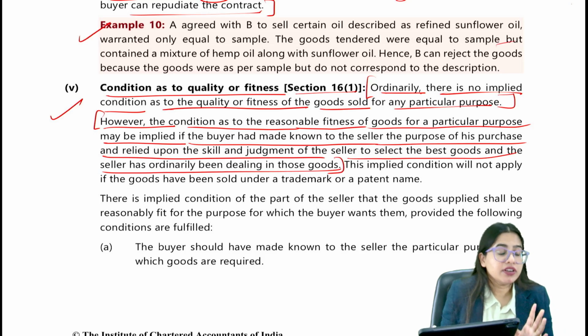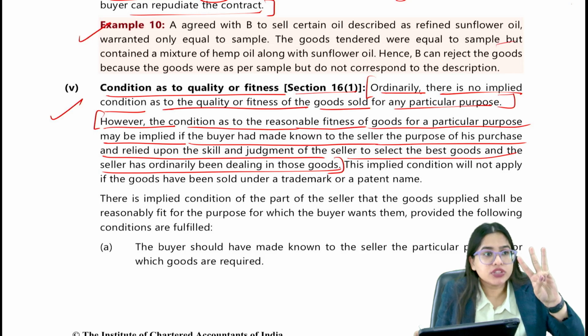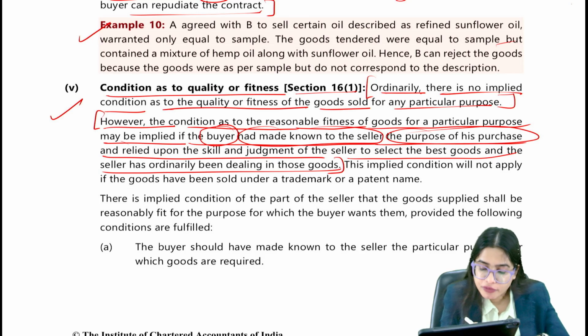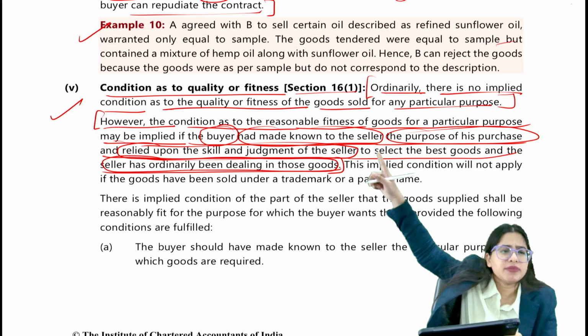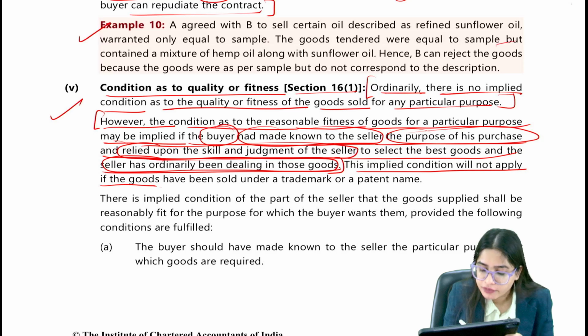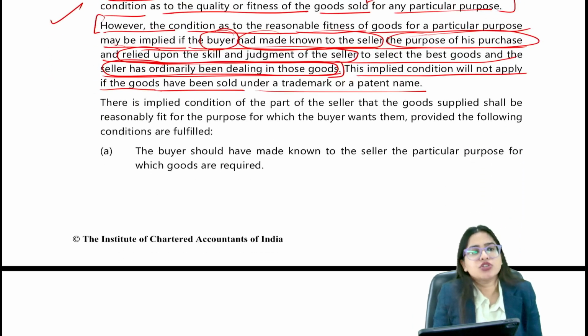Same thing is given here. An implied condition can be applicable if these three conditions are satisfied. What three conditions? Number one, the buyer has made known to the seller the purpose of his purchase. Next, he relied on the skill and judgment of the seller. And thirdly, the seller is ordinarily dealing with those goods. Same thing I have written in notes. And this implied condition will not apply if the goods have been sold under the trademark name. I told you implied condition will not apply if goods are sold under a trademark name.